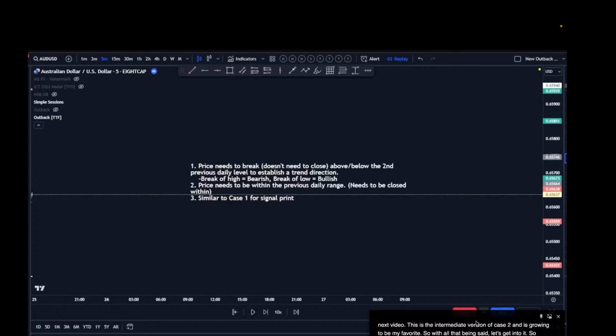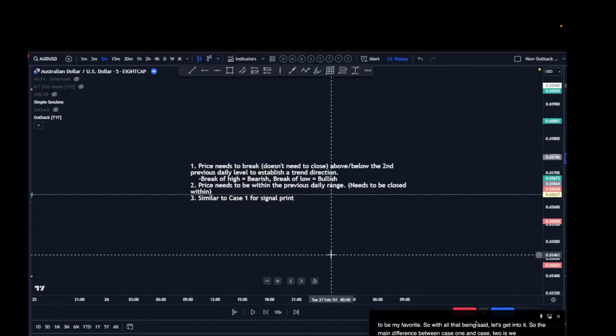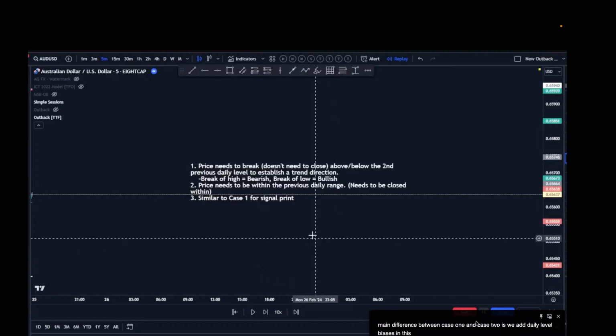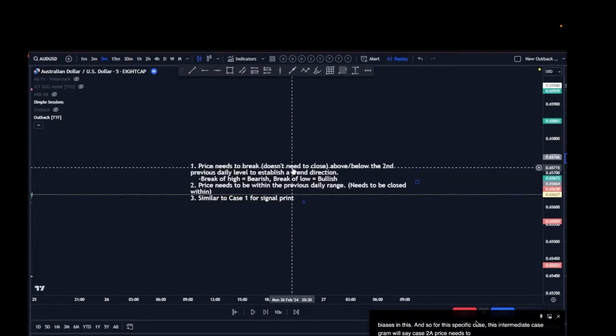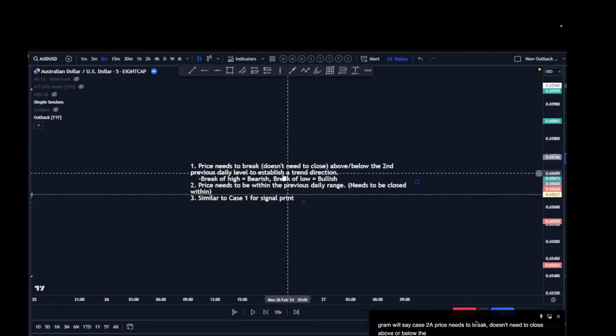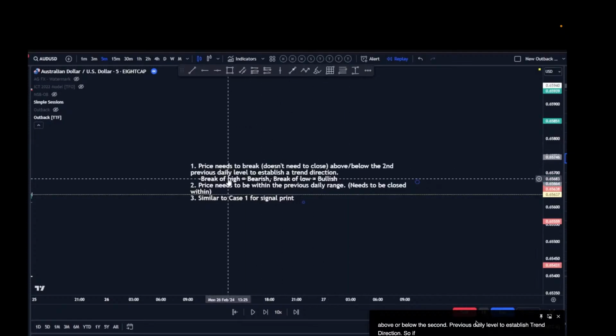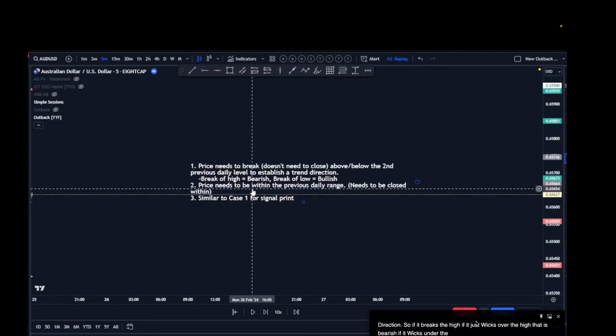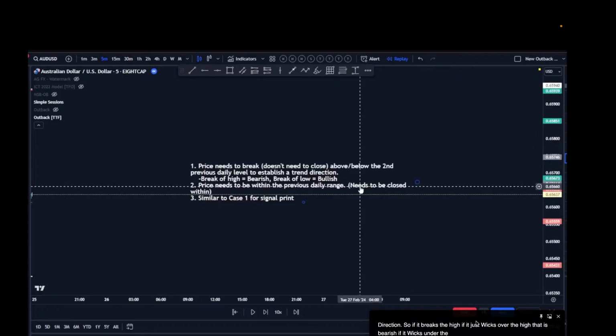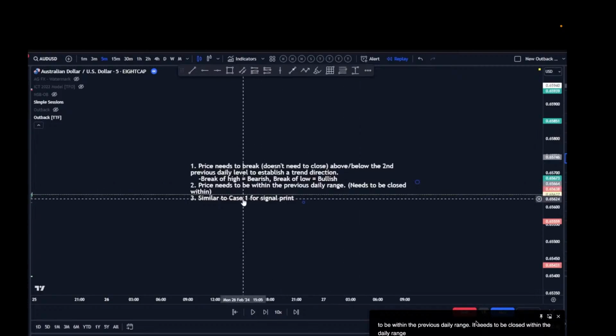So, the main difference between Case 1 and Case 2 is we add daily level biases in this. And so for this specific case, this intermediate case, you can almost say case 2A, price needs to break, doesn't need to close above or below the second previous daily level to establish a trend direction. So if it breaks the high, if it just wicks over the high, that is bearish. If it wicks under the low, that's bullish. Second, price needs to be within the previous daily range. It needs to be closed within the daily range.